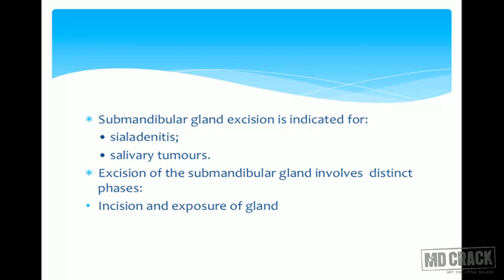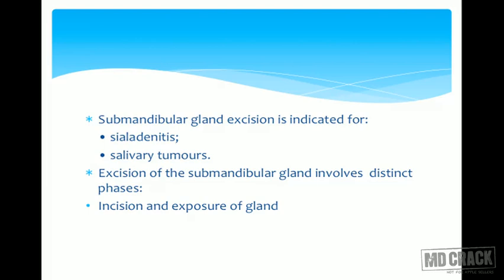Next we go to the indications of submandibular gland excision. It is done for sialadenitis and for salivary tumors. Excision of the submandibular gland involves distinct phases. As you go deep, you encounter various structures, and these are to be tackled at that specific step. First will involve incision and exposure of the gland.